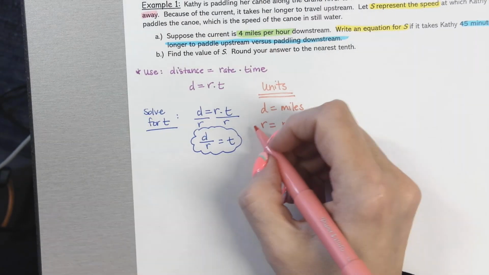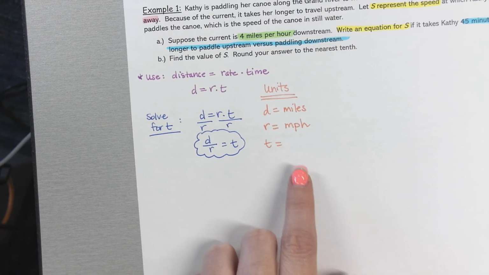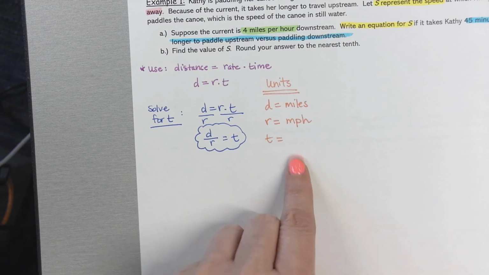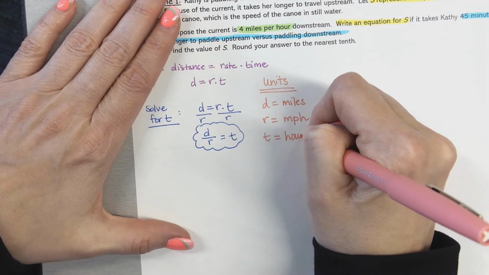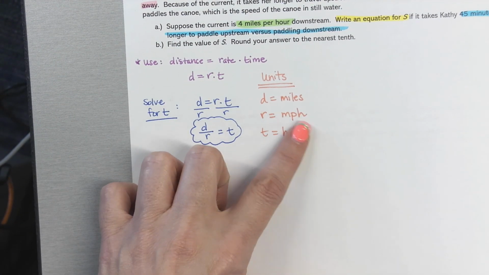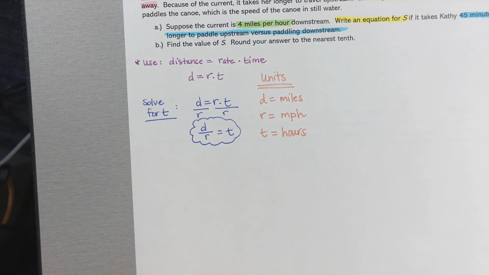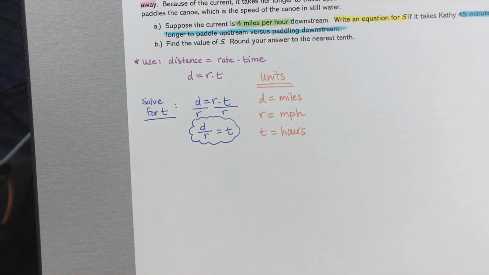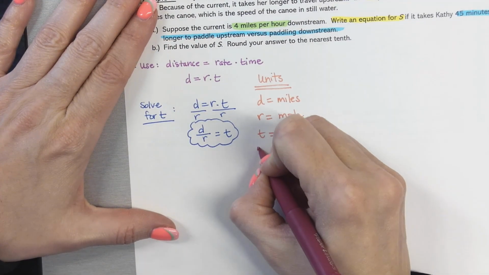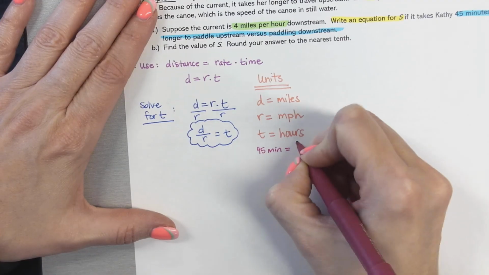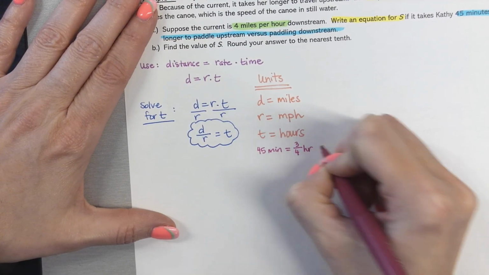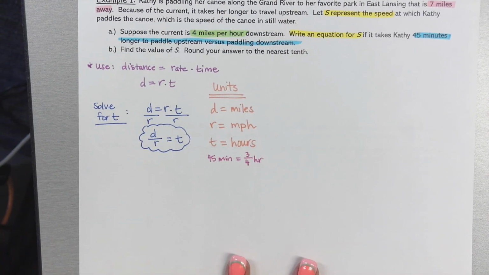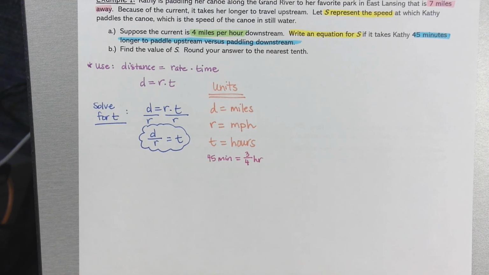And then our time, this one's a little bit trickier. If our rate is miles per hour, our time needs to be in hours, or else we have to calculate for miles per minute. The reason it's tricky is because the time they give us is 45 minutes. But we can easily change that to hours. If it's 45 minutes, what does that equate to in hours? Yep, 3/4. So 45 minutes equals 3/4 of an hour. We are going to use that in our equation.